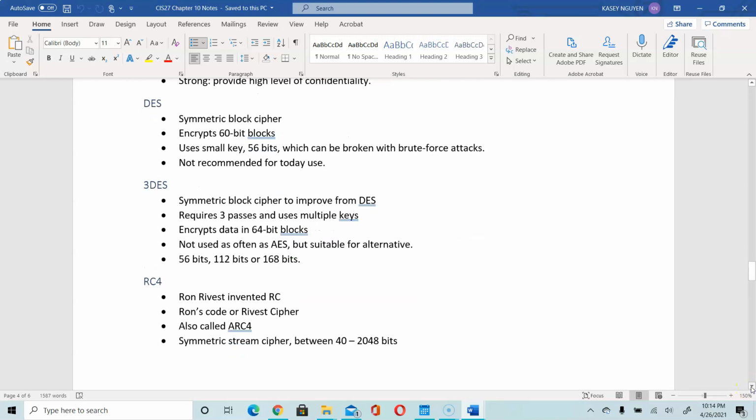Next is your RC4, which was invented by Ron Rivest. RC stands for Ron's Code, and 4 is the version. Ron's Code or Rivest Cipher is also known as RC4. It is also called ARC4. This is a symmetric stream cipher. Unlike the other ones, which are block ciphers, this is a stream cipher, and you can generate keys between 40 to 2048 bits.